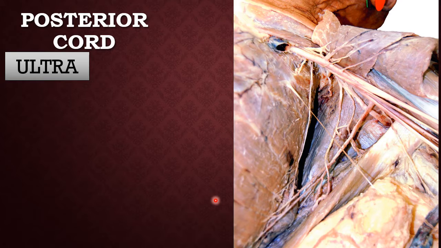Are 5 branches which are coming from here also. So from the medial cord 5 branches, and from the posterior cord also 5 branches. Okay, so what are the 5 branches? There is a mnemonic to remember the branch names, that is called ULTRA. U stands for upper subscapular, L stands for lower subscapular, T stands for thoracodorsal, R stands for radial, and A stands for axillary. Let me show you how to identify that.